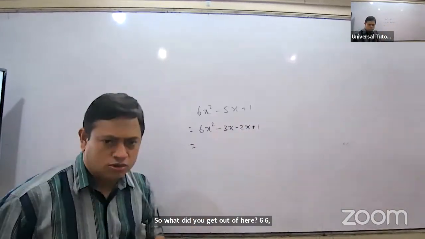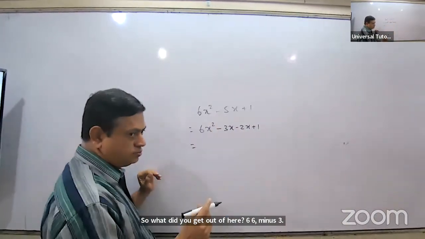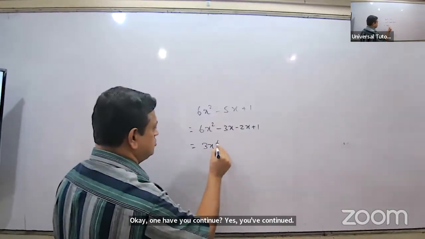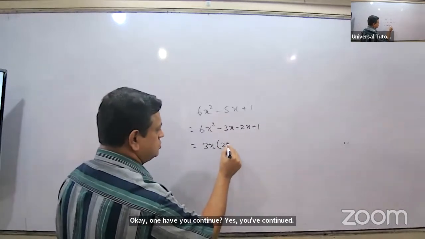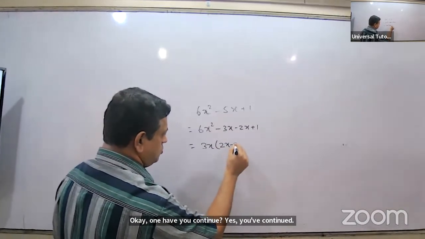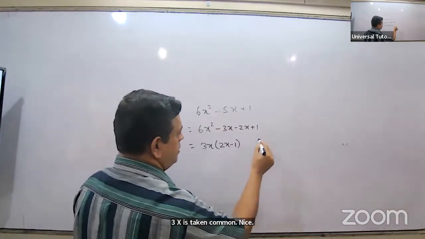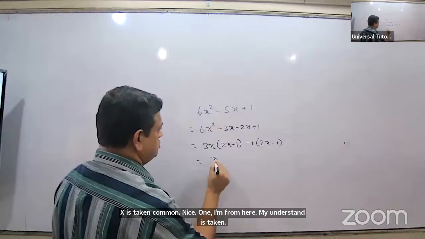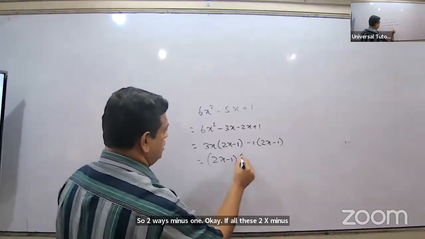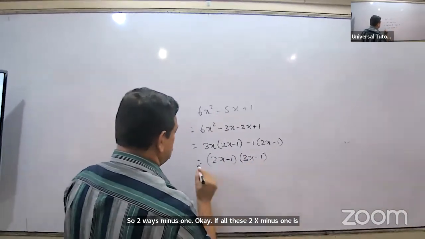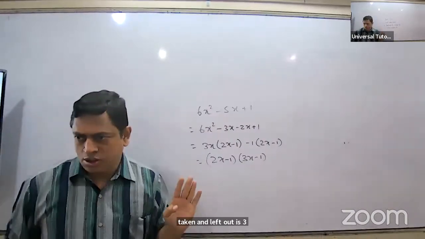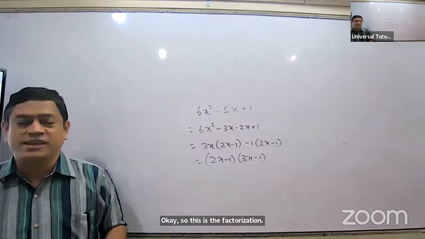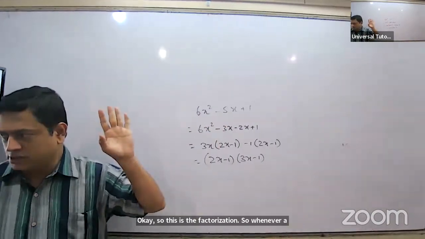One of you continue. 3x is taken common, what is left out? 2x minus 1. And from here, minus 1 is taken, so 2x minus 1 is taken and left out is 3x minus 1. So this is the factorization. Whenever a quadratic polynomial is given to obtain the zeros, first you will factorize.